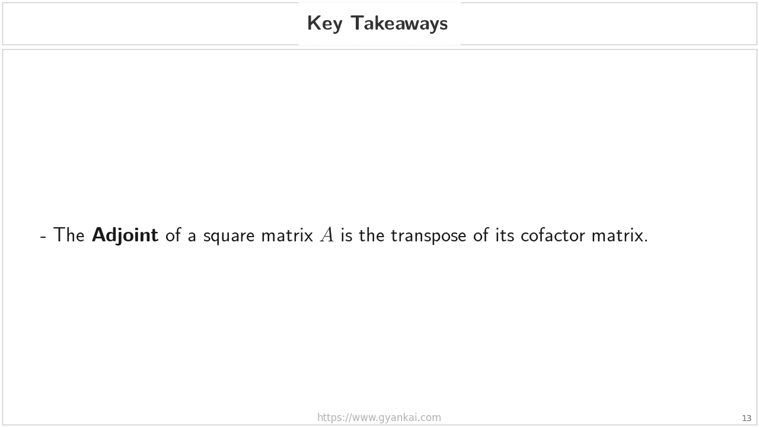Key takeaways. First and foremost, remember the core definition. The adjoint of a square matrix A is simply the transpose of its cofactor matrix. If you can remember that relationship, you've mastered the concept.